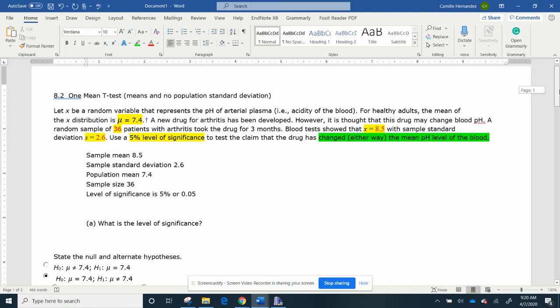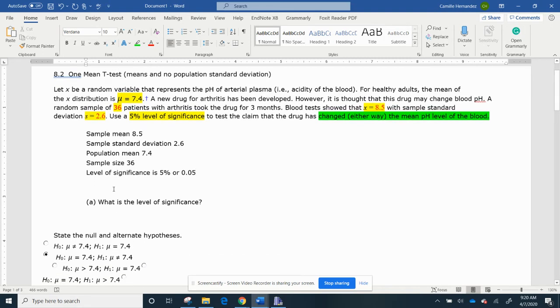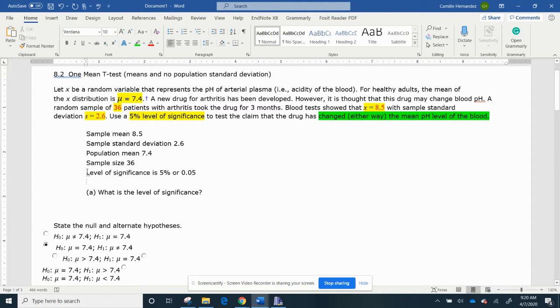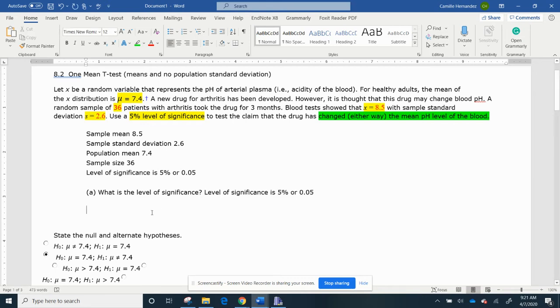I'm going to come back to that green in just a second, okay? All right, what's my level of significance? I'm just going to do that one right there. Copy and paste. There it is right there. It's given to me in the problem. It's not a big deal.